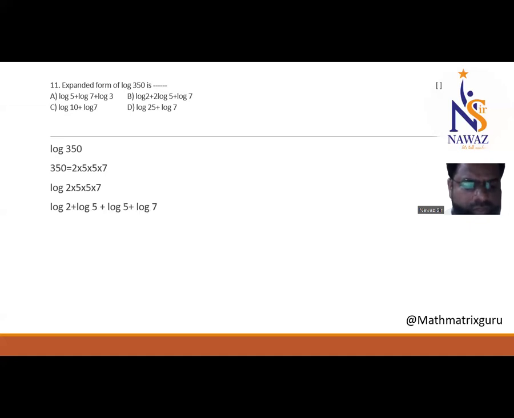So log A plus log B plus log C plus log D. So log 2, log 5 plus log 5 is 2 log 5, plus log 7. So the correct option is B. B is the correct option here. Let's go for the next one.